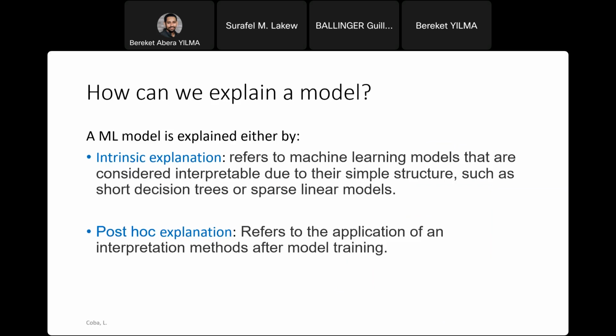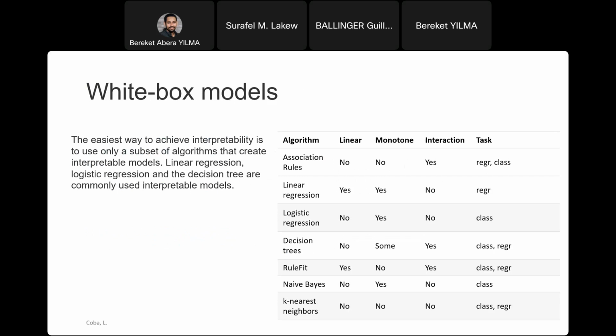And then we have post-hoc explanations. These are applications that interpret a model after it has been trained. So we build a model, whatever, and we treat it as a black box. And on top of that, we build another model to explain this model. Now, in white box models, we can mention association rules, linear regression, logistic regression, decision trees, RuleFit, naive Bayes, and k-nearest neighbors. We can mention more, but it's just to get a gist.